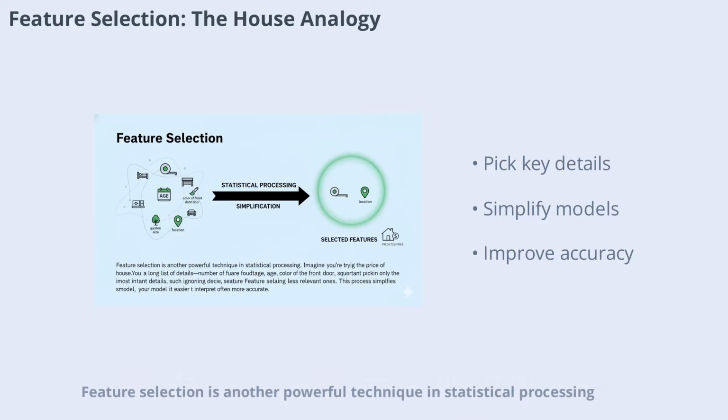Feature selection is another powerful technique in statistical processing. Imagine you're trying to predict the price of a house. You have a long list of details: number of bedrooms, square footage, age, color of the front door, and more. Feature selection is like picking out only the most important details, such as square footage and location, and ignoring less relevant ones. This process simplifies your model, making it easier to interpret and often more accurate.